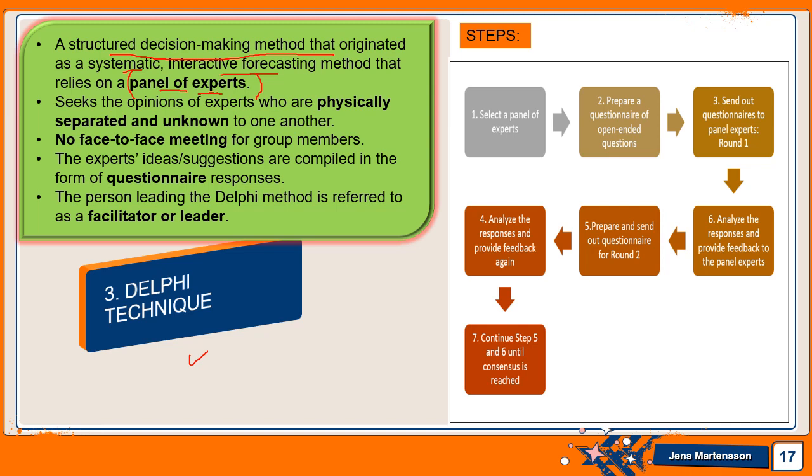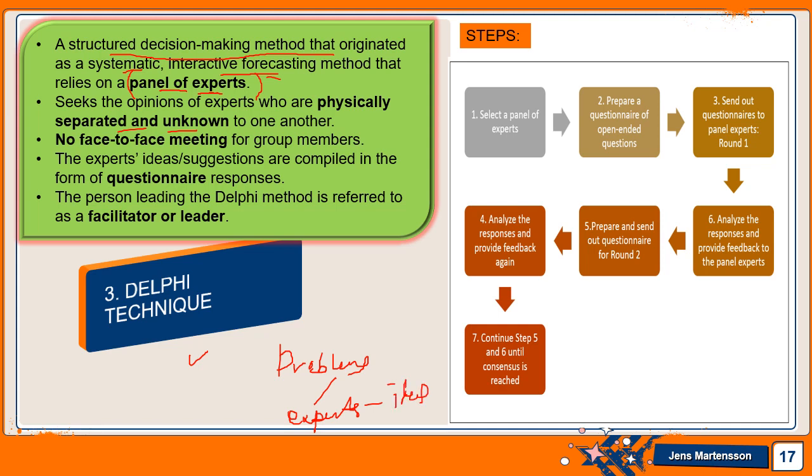Experts ni adalah pakar. Okay, it means that the group members of the Delphi technique are experts in a certain field. Mereka adalah orang-orang pakar dalam satu-satu bidang. It seeks the opinions of experts who are physically separated and unknown to one another. Okay, the Delphi technique is also a group decision-making technique that is trying to solve problems. So, who are the group members? The group members are the experts. And the experts here are required to give ideas.